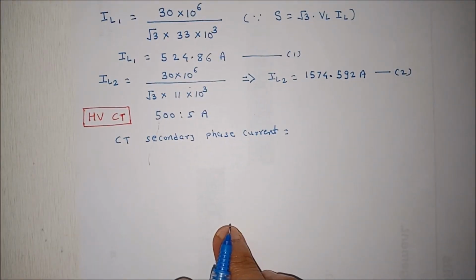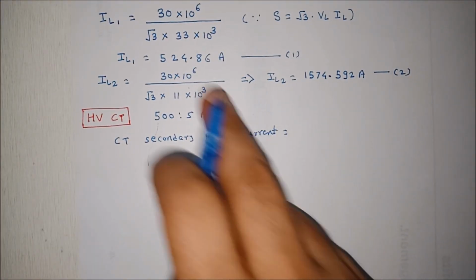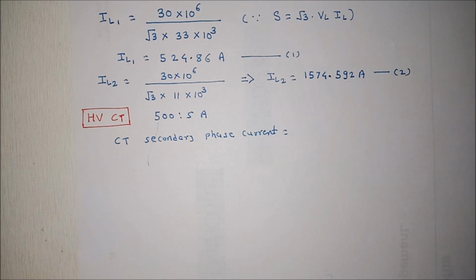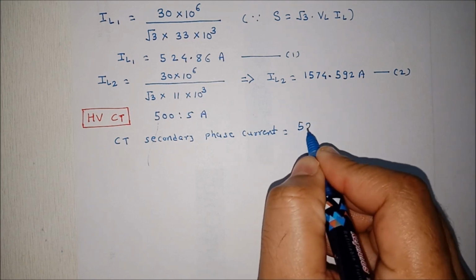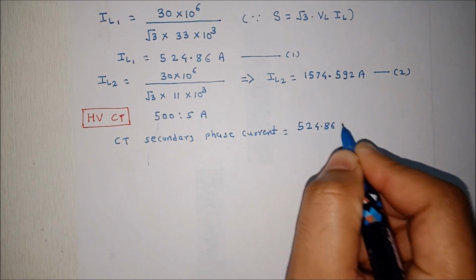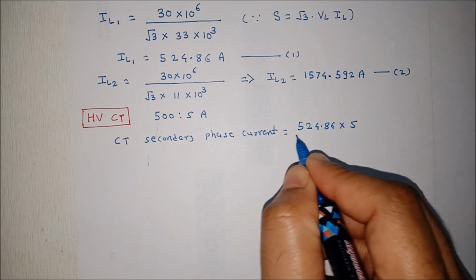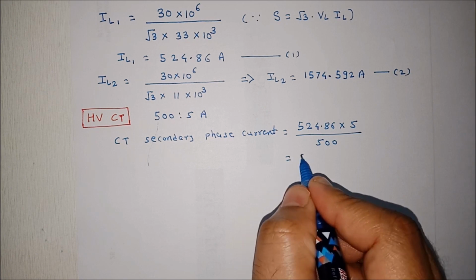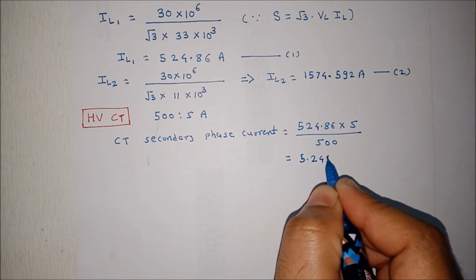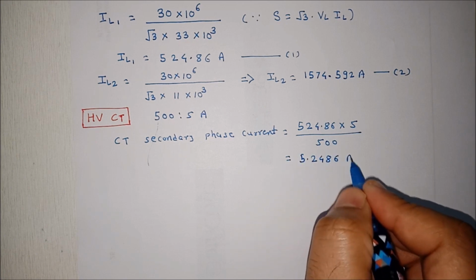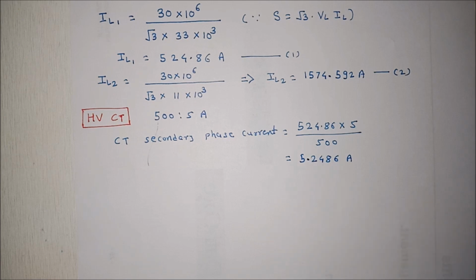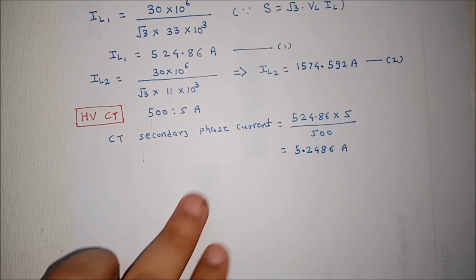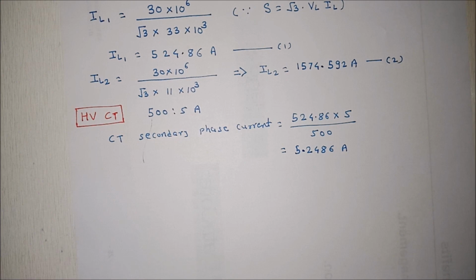So 500 corresponds to 5, then 524.86 corresponds to how much? Okay, so that we can determine simply by cross multiplication. So this comes out to be 5.2486 ampere, and that current will flow through the phase winding of the CT.